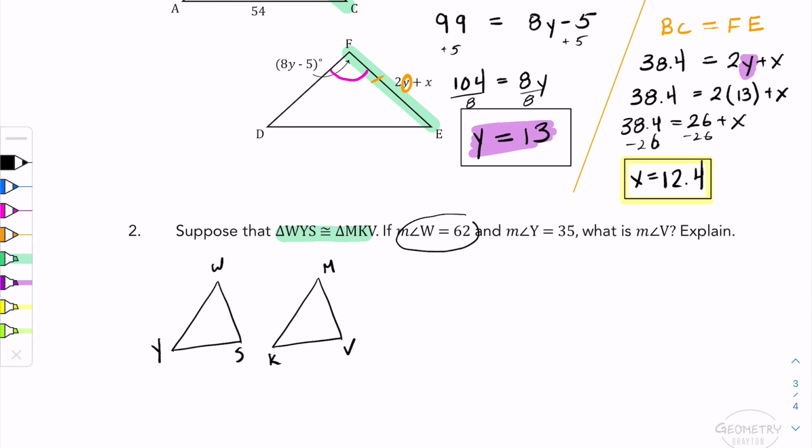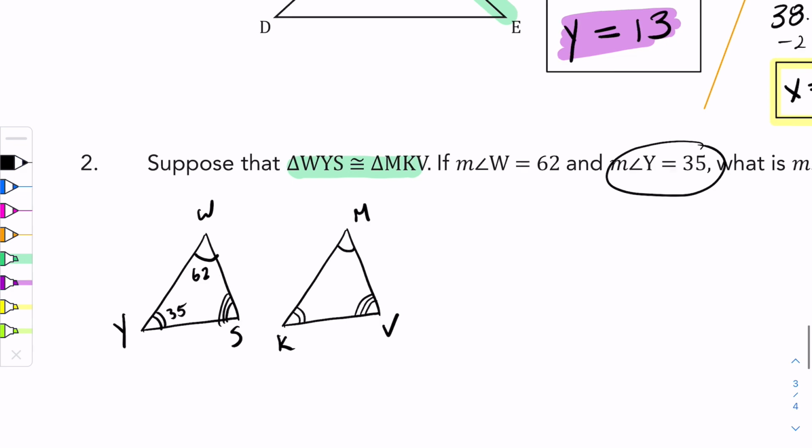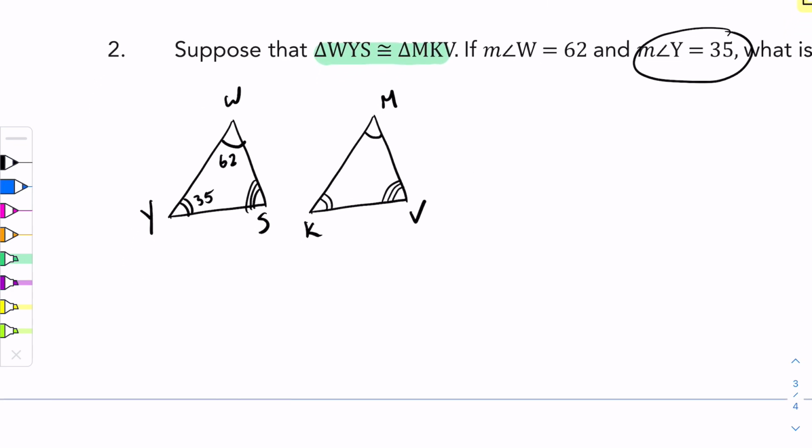I know that angle W is 62 degrees. I know that angle Y is 35 degrees. I don't know what my third angle is. But in my other figure, I know that M corresponds to W. I know that K corresponds to Y. And V corresponds to S. So I'm going to start by using the triangle angle sum theorem with this figure here.